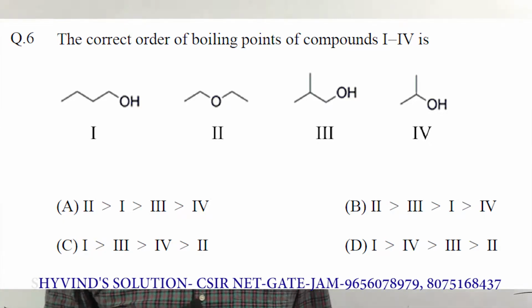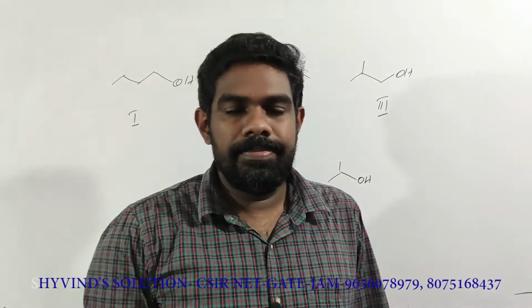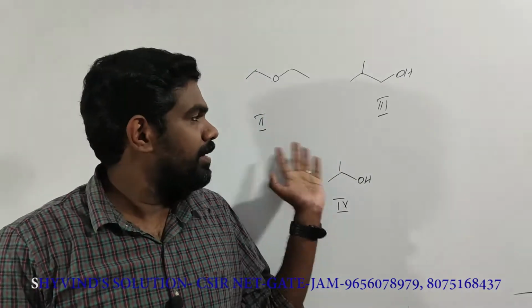Question number 6. The correct order of boiling point of compounds 1 to 4 is. Okay, let's see how to solve this. These are the options given.